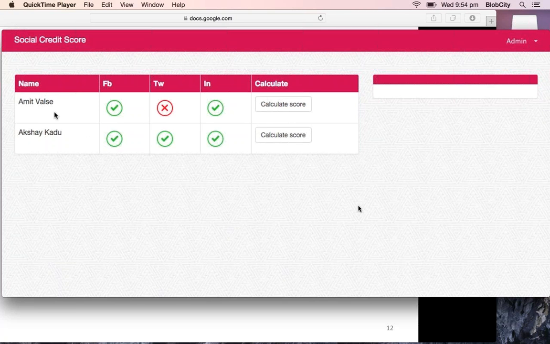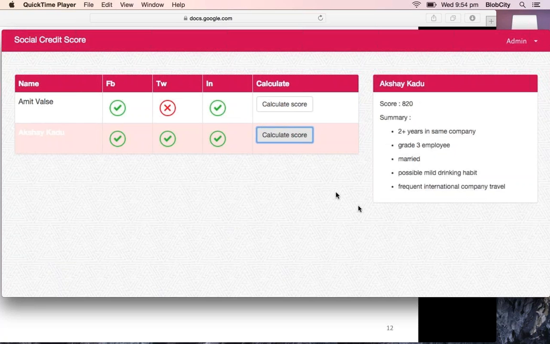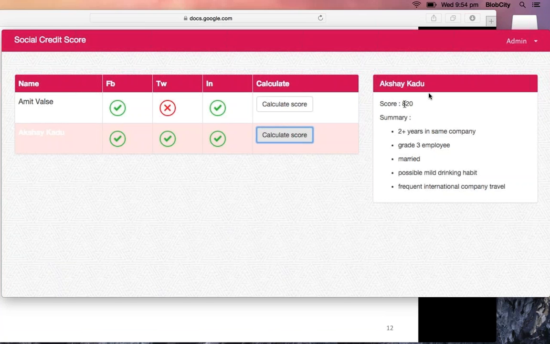So if we see there are two users, Amit and Akshay, let's calculate the credit score for Akshay, who has authorized Facebook, Twitter, and LinkedIn, all three accounts. When we hit calculate, the system actually goes to the respective profiles on Facebook, Twitter, and LinkedIn, and comes back with a detailed analysis of what the user's behavior is, where he is working, how many years he is working, is he married, what are his habits for visiting restaurants, how much travel he does with the company, and stuff like that, to come out with an estimated score, which is equivalent to a credit score that you see, on the scale of 0 to 1000.